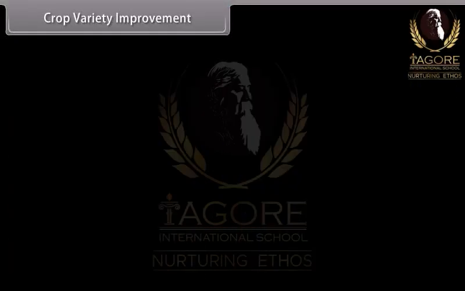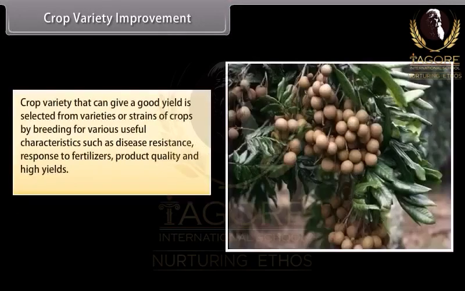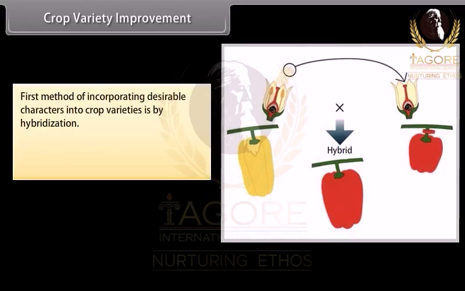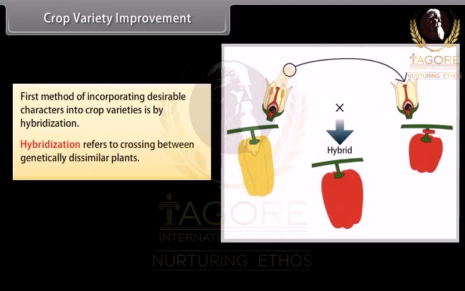Crop variety improvement. Crop variety that can give a good yield is selected from varieties or strains of crops by breeding for various useful characteristics such as disease resistance, response to fertilizers, product quality, and high yields. First method of incorporating desirable characters into crop varieties is known as hybridization. Hybridization refers to crossing between genetically dissimilar plants.